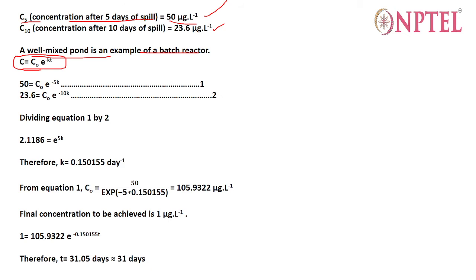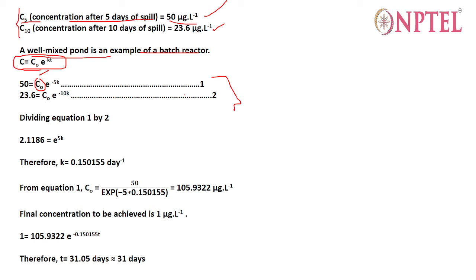Right? So I can write two equations with respect to this data: 50 equals C naught, the initial concentration, e to the power minus 5K after 5 days. K will be the same, since we are assuming the rate is constant. And then 23.6 equals C naught, the initial concentration, which we don't know, e to the power minus 10K. So I'm again using C naught for the initial concentration.